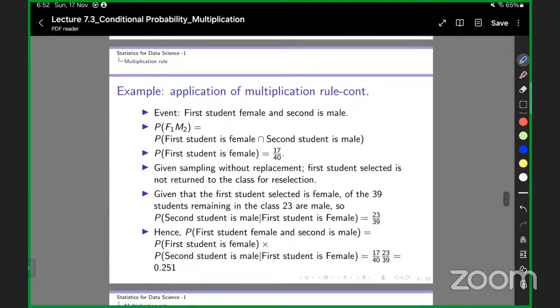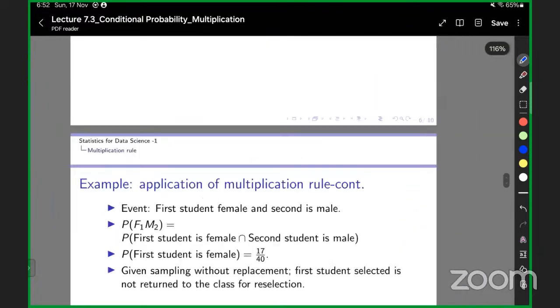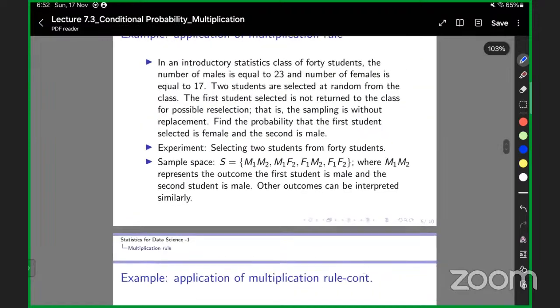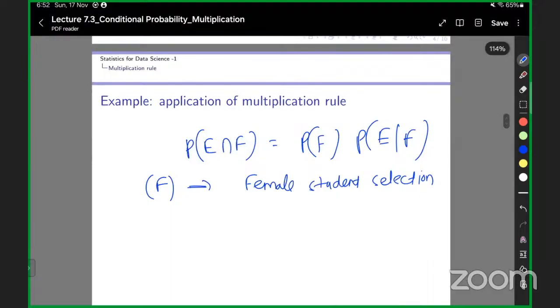Okay. First one female and second male. Yes, okay. And E intersection F is the student selected: first student selected is female and second is male, right?